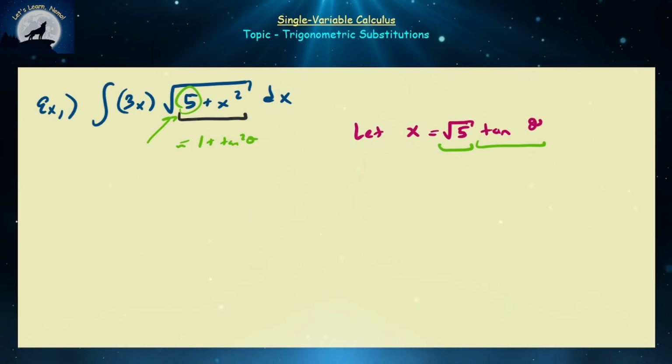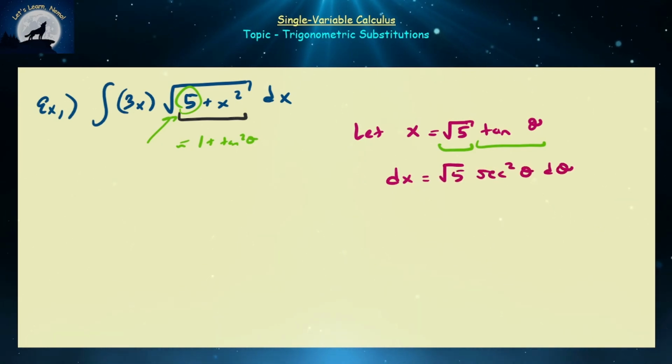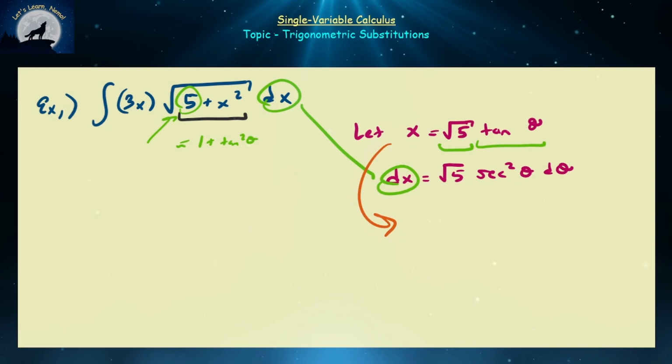So if x is equal to the square root of 5 times the tangent of theta, then dx would just be equal to the square root of 5 times the secant squared of theta d theta. So then we know what dx is, and we can just replace that in this particular expression. And we know what x is. So if x is equal to the square root of 5 tangent theta, that means x squared would just be equal to 5 times the tangent squared of theta.